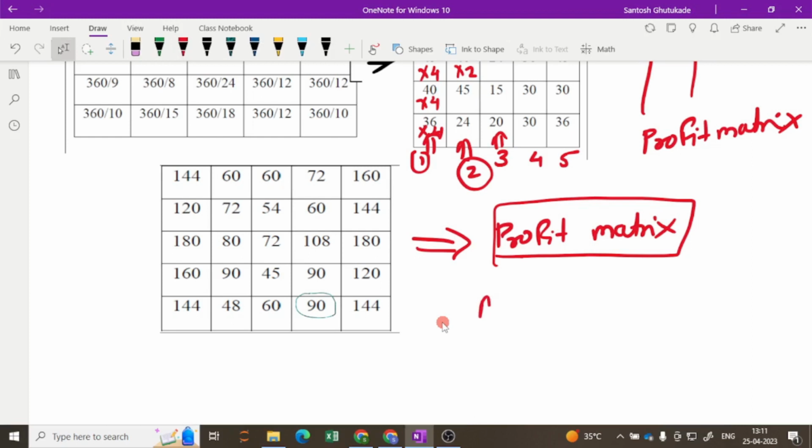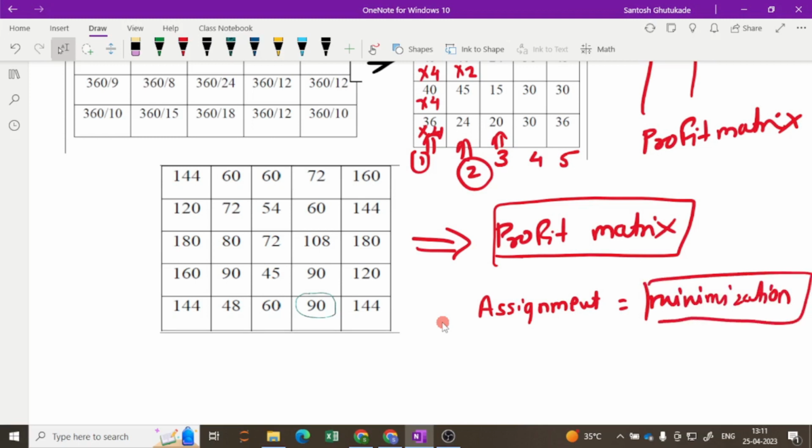Now, the assignment model, or Hungarian method, is used only for a minimization problem. But our problem is a profit matrix, and profit should be maximized. So we have to convert it into a minimization problem, because this is actually a maximization problem, as we want to maximize the profit.